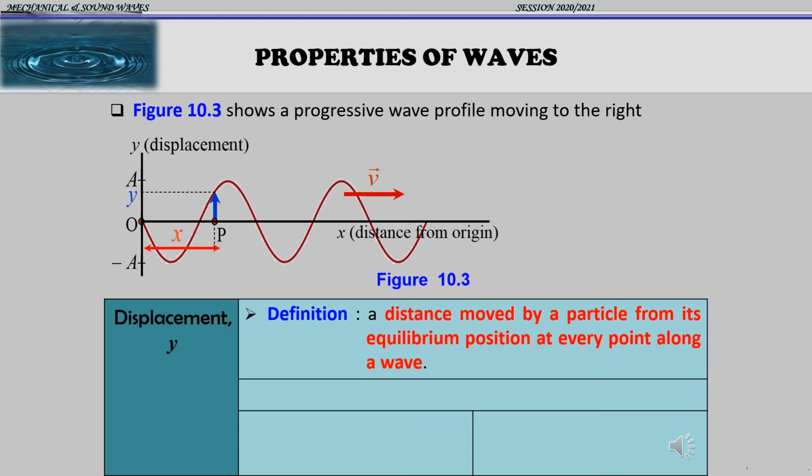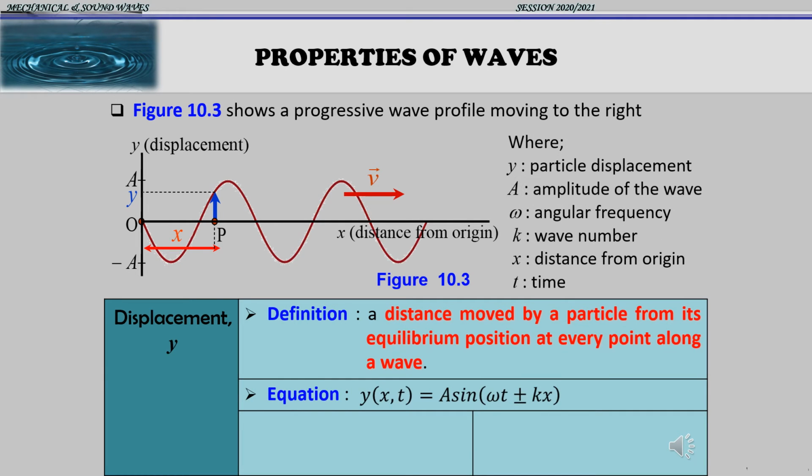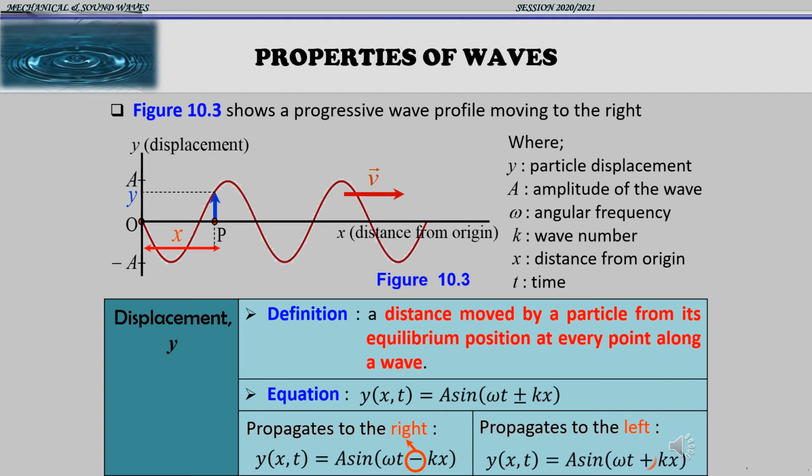Displacement is the distance moved by a particle from its equilibrium position at every point along a wave. The equation is y(x,t) equals A sin(omega t plus or minus kx). When the wave propagates to the right, it will have a minus sign. When the wave propagates to the left, it will have a plus sign.